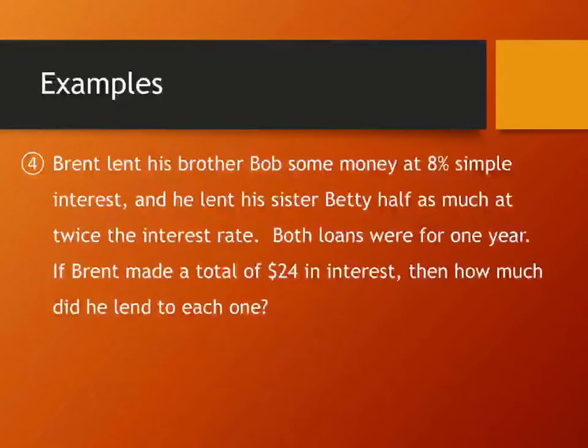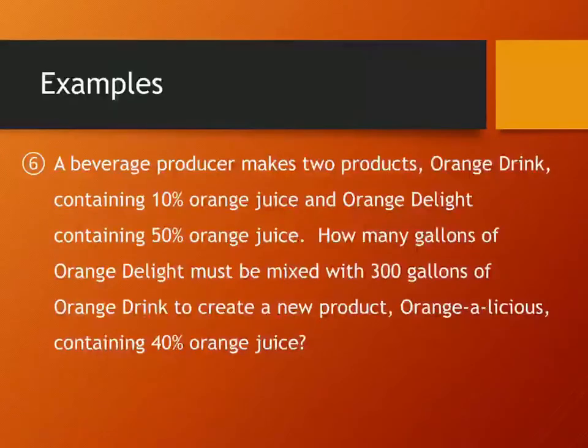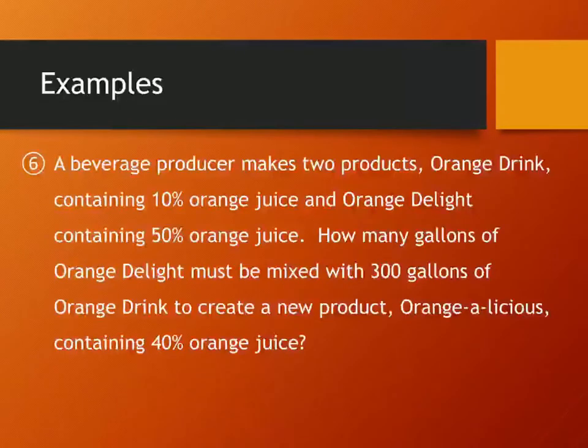And we are on question number 6. Okay. So question number 6 talks about a beverage producer. A beverage producer makes 2 products, orange drink containing 10% orange juice and orange delight containing 50% orange juice. So clearly it's got other things in it. We're assuming probably not just water, right? Maybe it's got pineapple juice, maybe it's got mango in there, I don't know, but it's got other stuff. How many gallons of orange delight must be mixed with 300 gallons of orange drink to create a new product, Orangelicious, containing 40% orange juice?